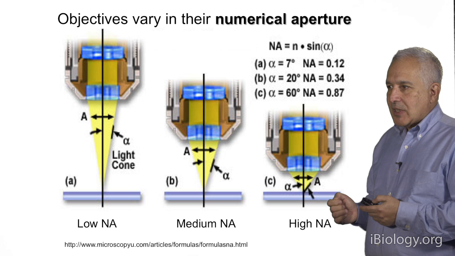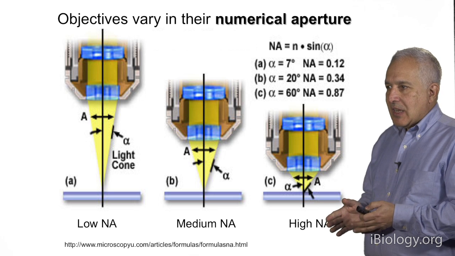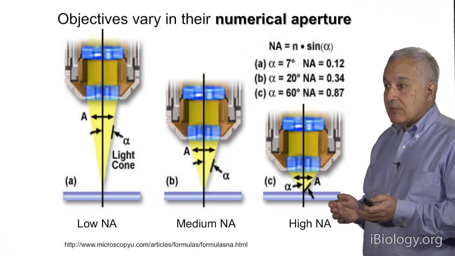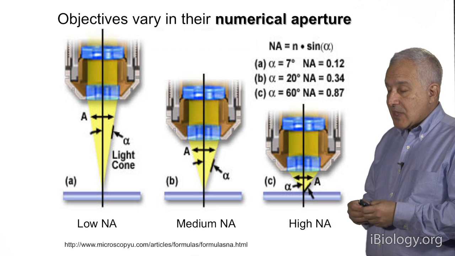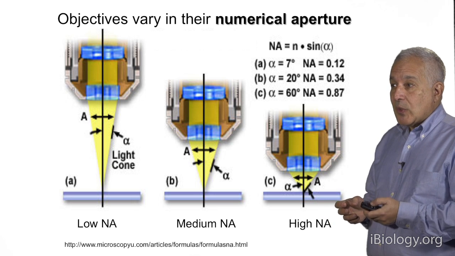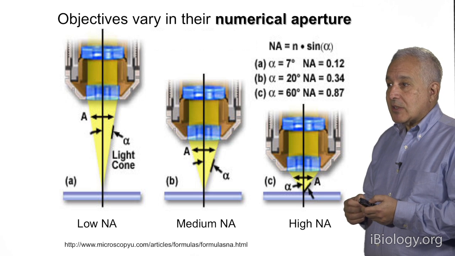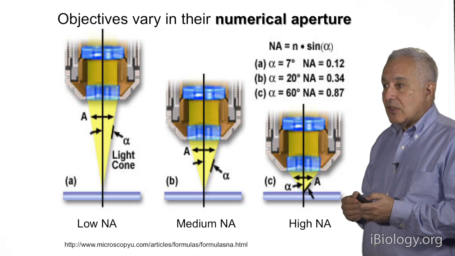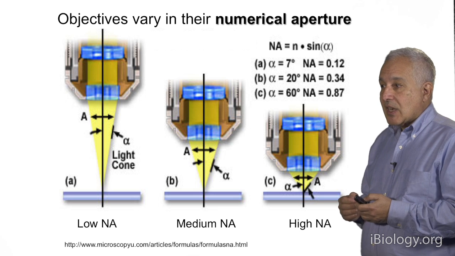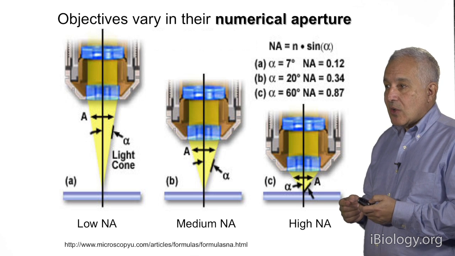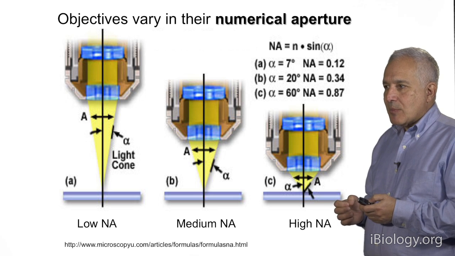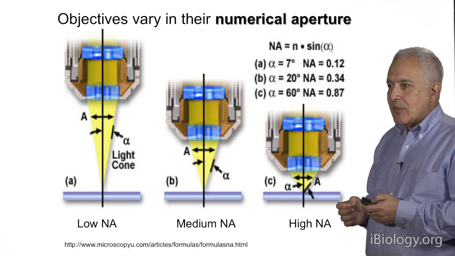So a low numerical aperture lens, as shown in A, has a narrow cone that it can collect of light coming off of the specimen. So if you have a fluorescent specimen that sends light in all directions, you only collect a small amount with a low numerical aperture lens. A medium numerical aperture lens has a slightly larger cone that it collects, and a high numerical aperture lens has the highest cone of all. It is a fact, and I'll try to explain why, that the higher the numerical aperture is, the better the resolving power of the microscope.